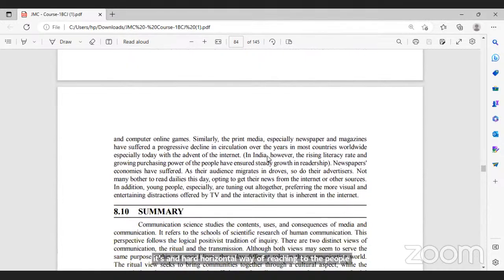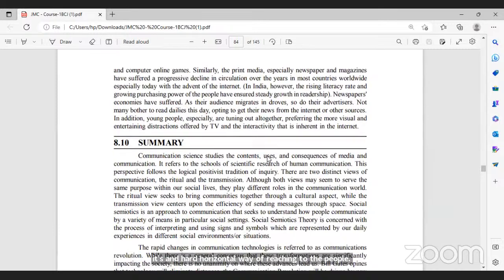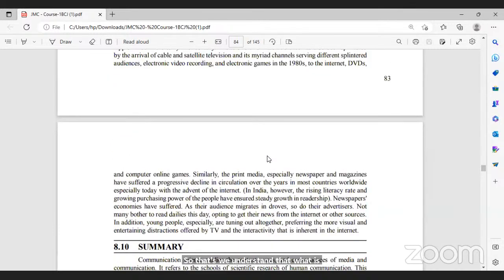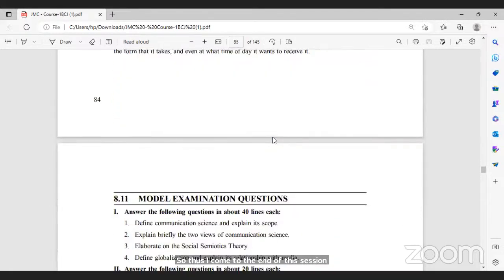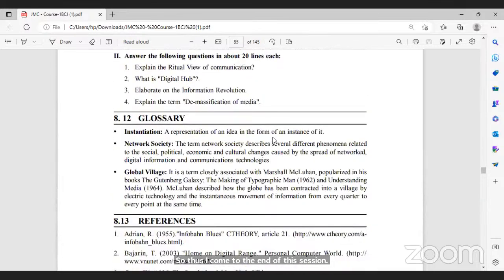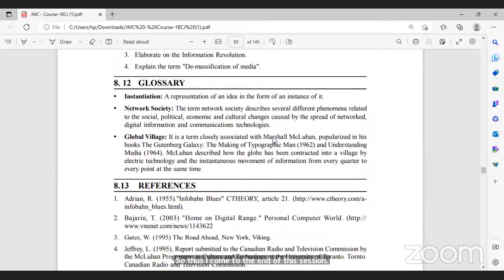So thus, we understand what mass communication is, the contents of mass communication, and communication science, which are part of the process of communication, and also how we deal with day-to-day media. So I come to the end of this session. If you have any information or any question, please let me know.